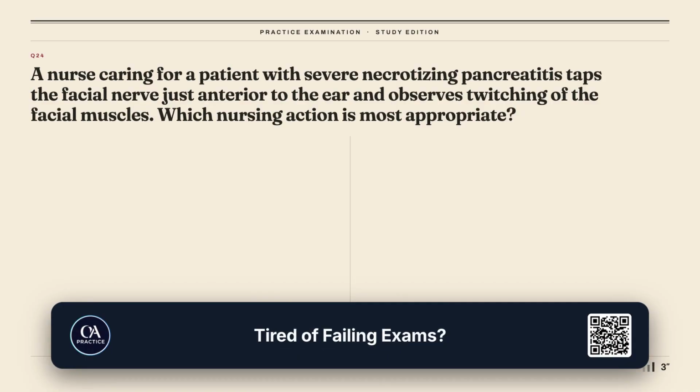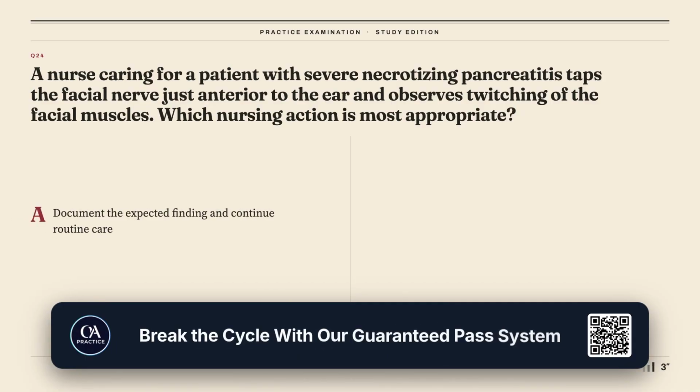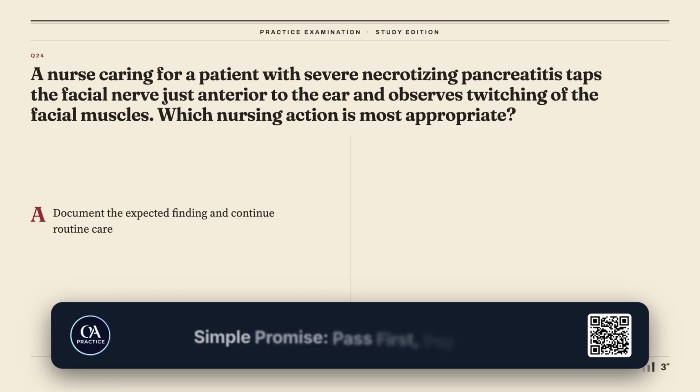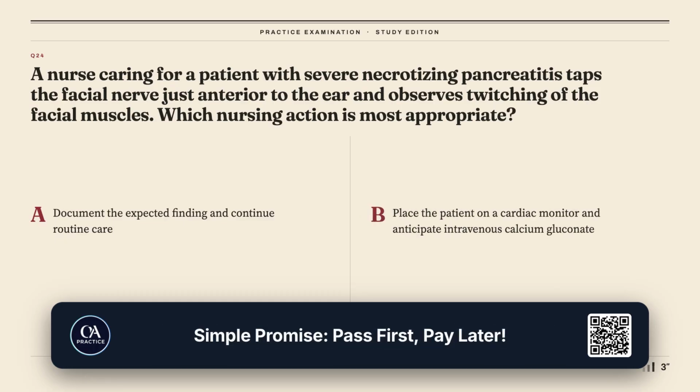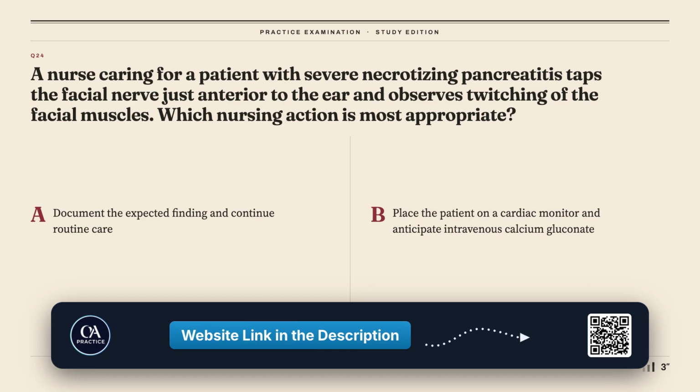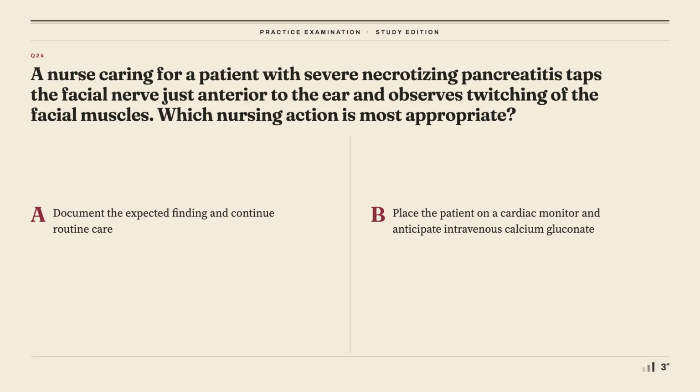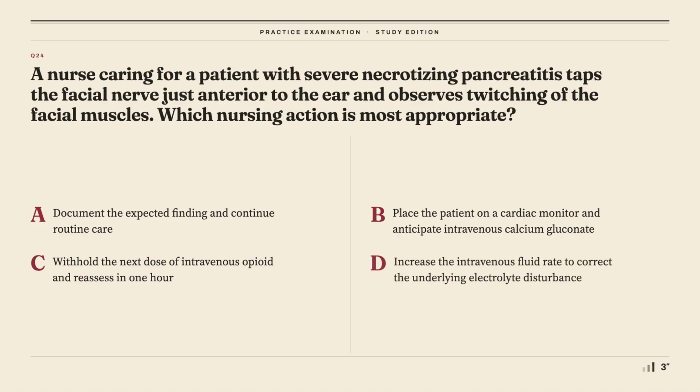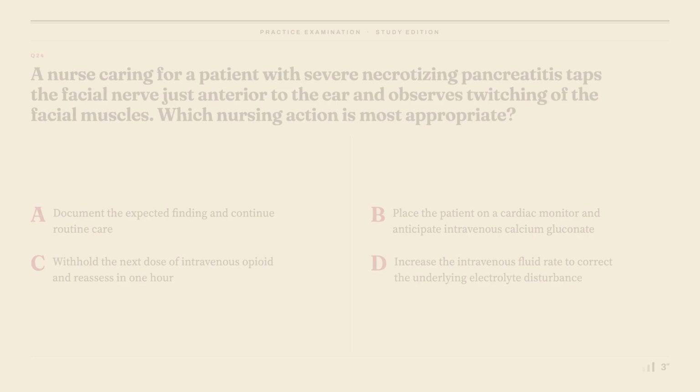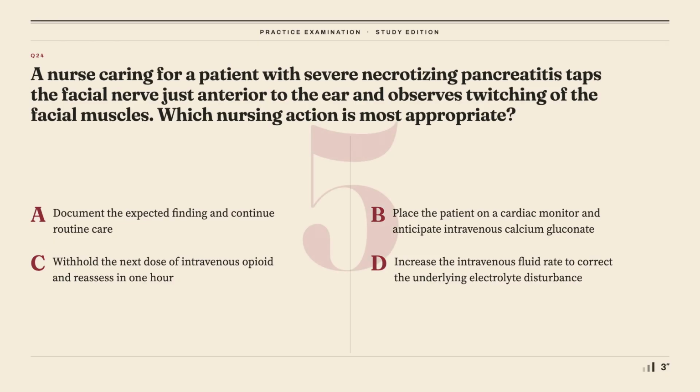Your options are: A. Document the expected finding and continue routine care. B. Place the patient on a cardiac monitor and anticipate intravenous calcium gluconate. C. Withhold the next dose of intravenous opioid and reassess in 1 hour. D. Increase the intravenous fluid rate to correct the underlying electrolyte disturbance. Got a guess? Lock it in.